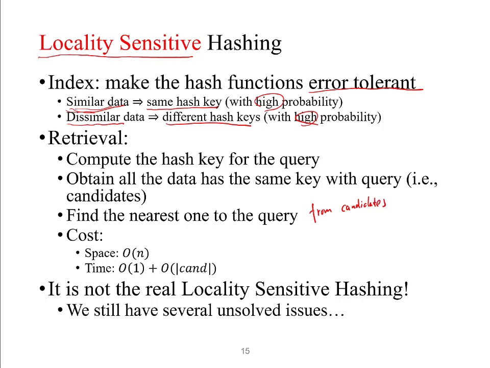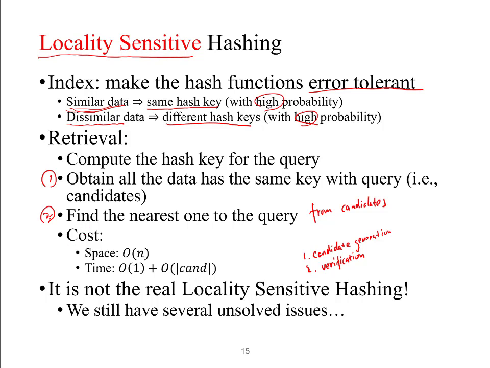So this querying procedure is a classic. It's called candidate generation. This is the first step, and the second step is verification. So generate the candidates, or obtain the candidates, and verify the candidates to compute the nearest one.